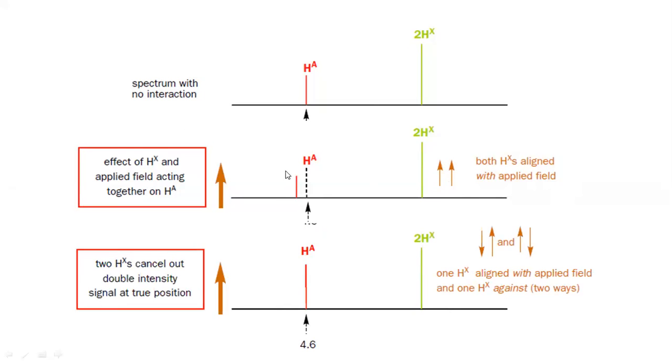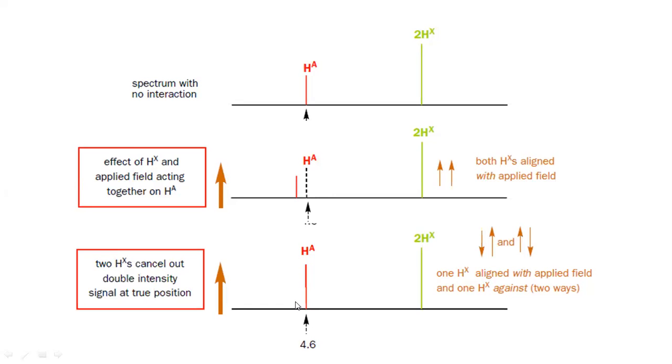If one is opposing the field and one is aligned with it, out of these two nuclei, one is against and one is in favor, so they will cancel each other, right? In the first case, this nucleus is against and the other nucleus is aligned. In the second case, the first nucleus is aligned and the other is against. So what will happen? That Ha will appear at the same value.